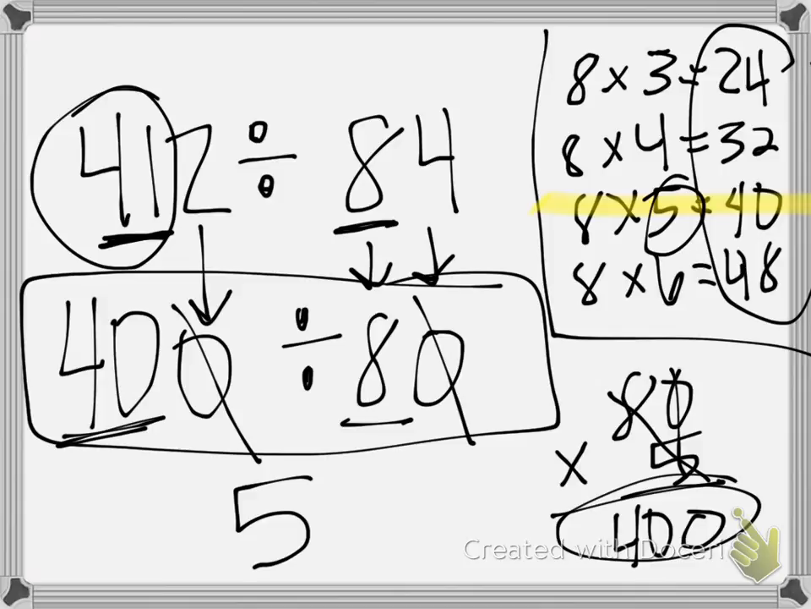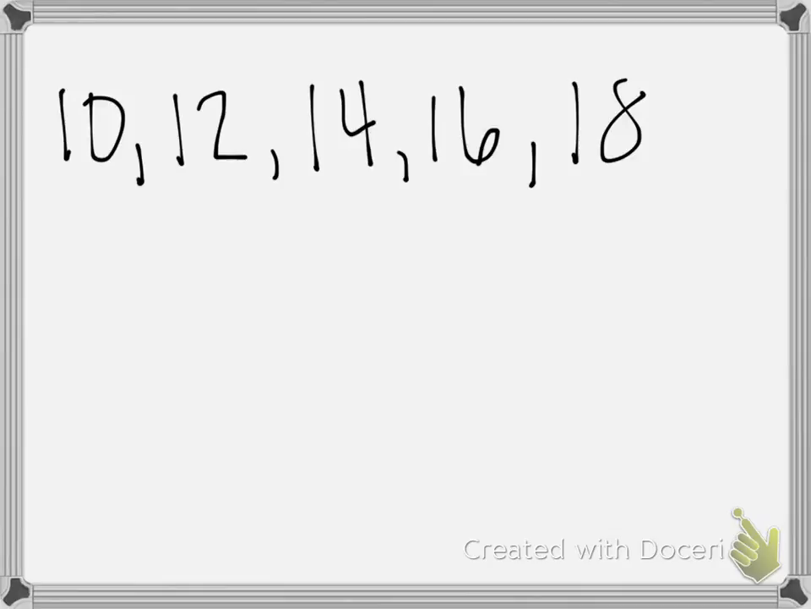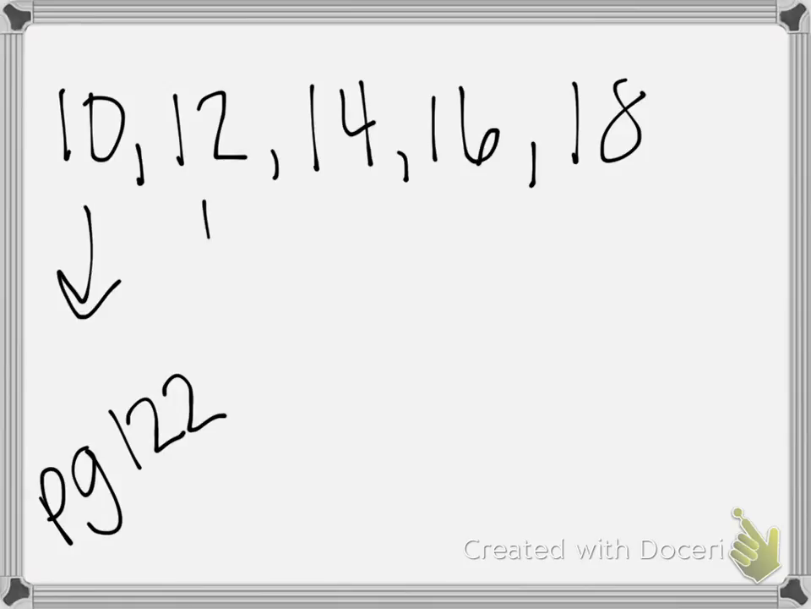So I'm going to have you do a couple problems in your book, and you are estimating using compatible numbers. I'm going to write out the numbers that I would like you to do. I would like you to do problems 10, 12, 14, 16, and 18. As a reminder, this is on page 122. And I don't want you to only write out the answer. So in your quiz box, you're going to have a quiz question for each one of these for your answers.